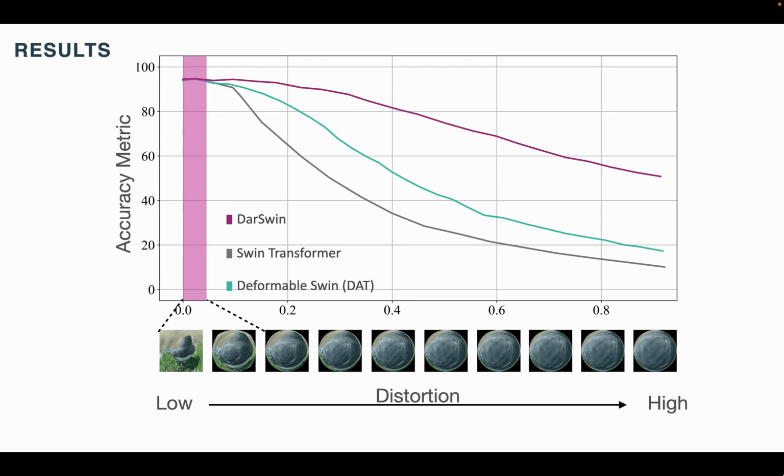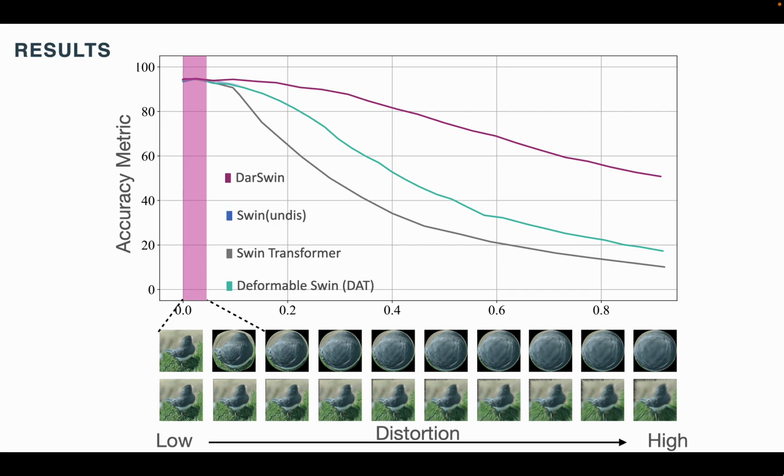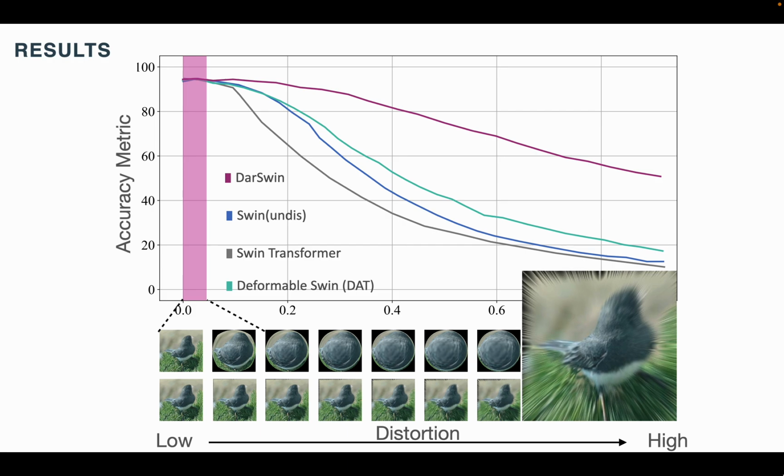To make the comparisons fair, we give the lens information to the Swin transformer network in the form of undistortion. But as we can see, the Swin network trained on undistorted images still degrades in performance as we move away from the distortion region. This happens due to the artifacts caused by the undistorted images, as seen here.